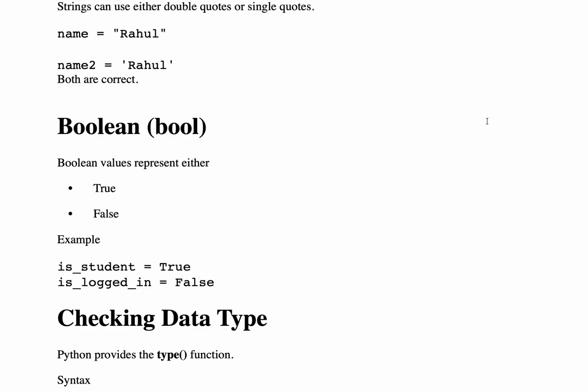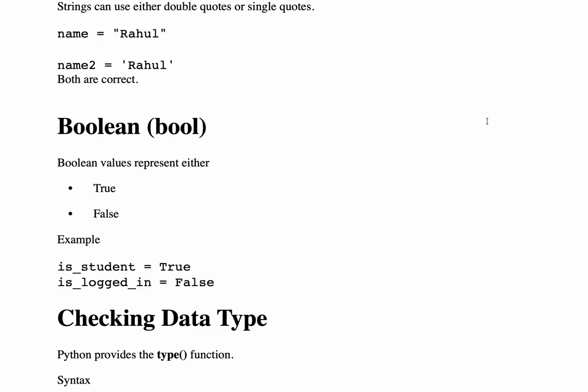For example, has a user logged in? Has the payment been completed? Is a student present? Is the password correct? All these situations require only two possible answers, yes or no, true or false. That's exactly why Boolean values exist.